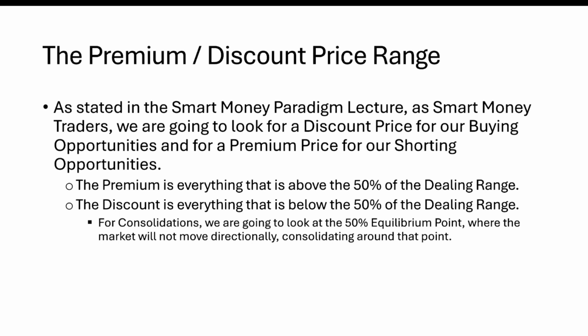The premium discount price range. As stated in the Smart Money Paradigm lecture, as smart money traders, we are going to look for a discount price for our buying opportunities and for a premium price for our shorting opportunities. The premium, again, is everything that is above the 50% of the dealing range, and the discount is everything that is below the 50% of the dealing range. For consolidations, we're going to look at the 50% equilibrium point where the market will not move directionally, consolidating around that specific point.